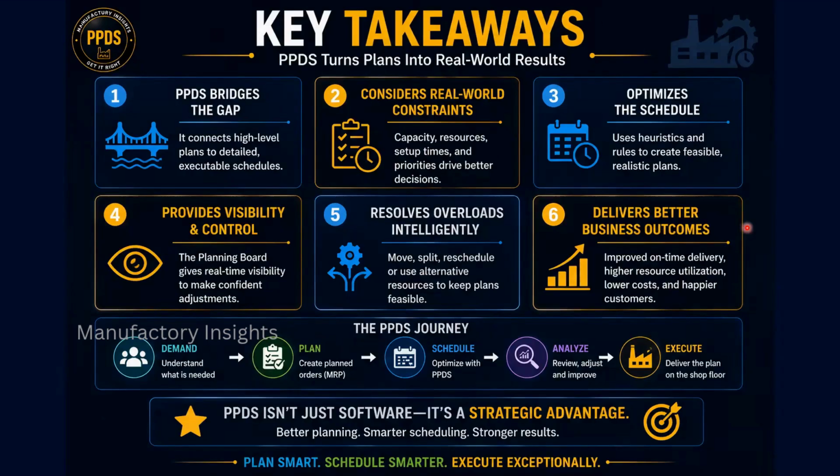Let's summarize what we have learned. Scheduling converts planning proposals into executable production schedules. PPDS considers capacity, setup times, and resource availability. Finite scheduling helps create realistic plans. The planning board provides visibility and control over production schedules. And most importantly, PPDS bridges the gap between planning and shop floor execution.